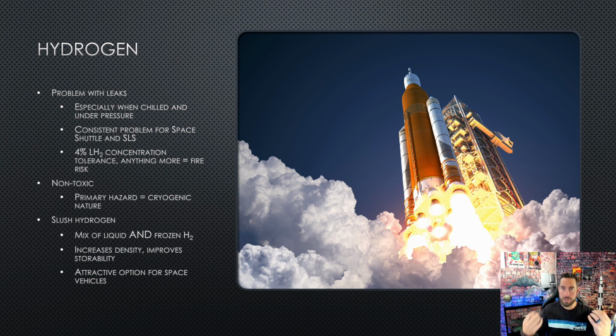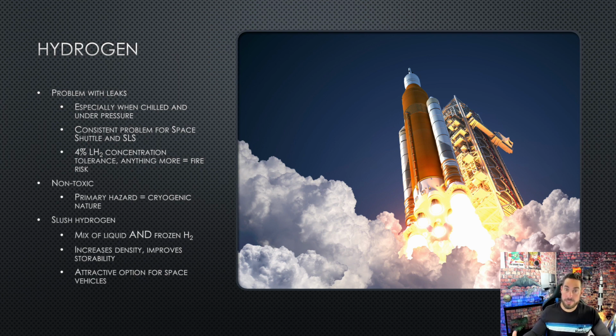Now, hydrogen and oxygen, when you put them together, they aren't hypergolic with each other. It takes a little bit of a spark. But they're very, very easily ignited when you put them together. So again, just a very small spark can make them go boom. And it's a murderous explosion.